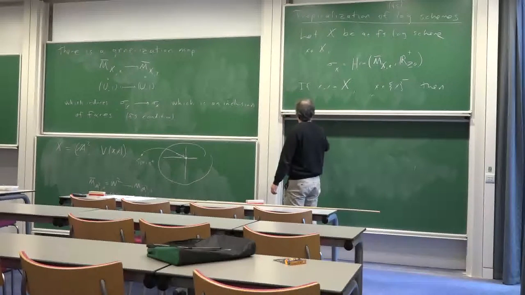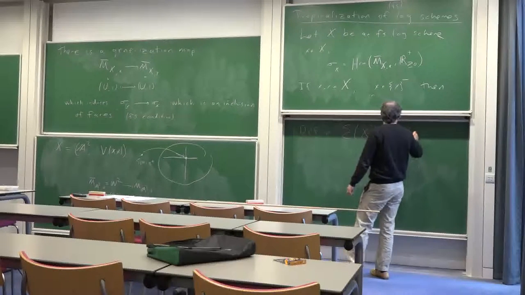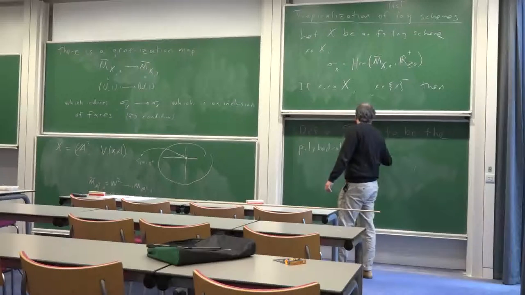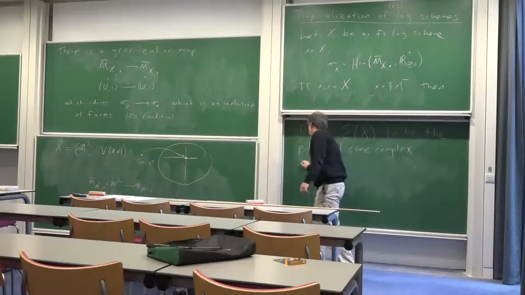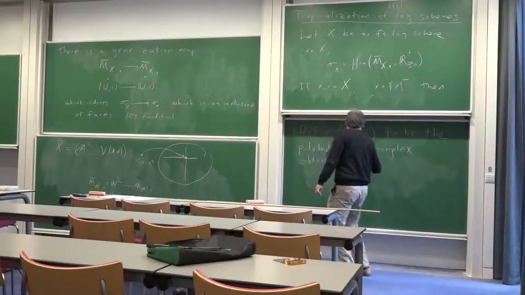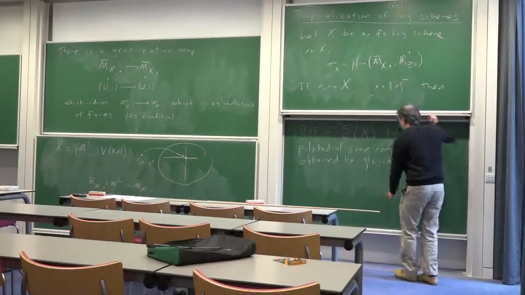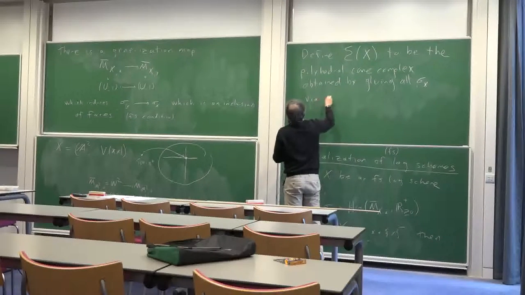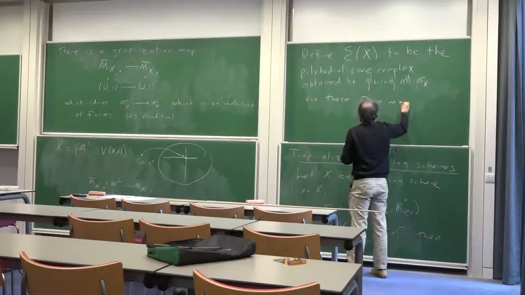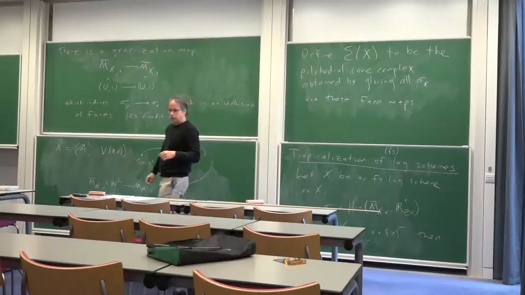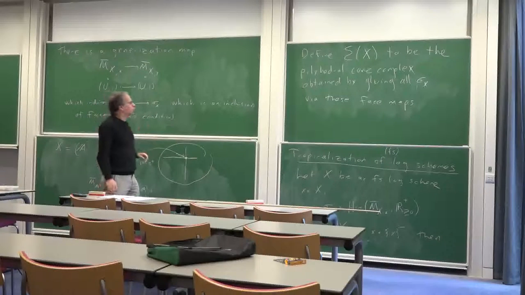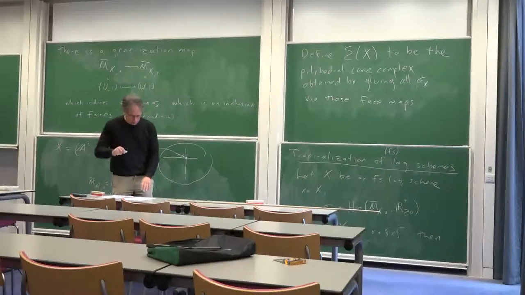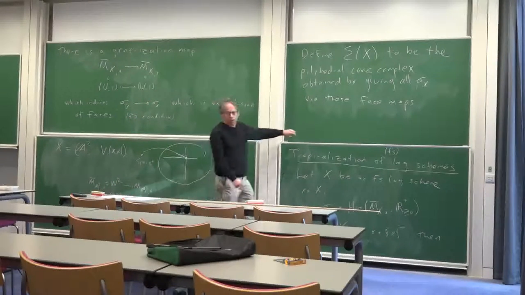So we define sigma of X to be the polyhedral cone complex obtained by gluing together all the sigma_x via the generalization maps. Okay, so there are some technical issues about this. We have a paper that's going to come out hopefully in a week or two, with Bernd, Qile Chen and Dan Abramovich, which will explain this in much more detail.